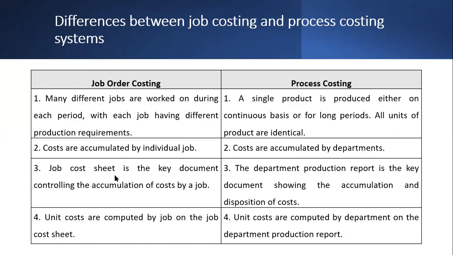In job costing, the cost sheet is the key document controlling, that document tells you all this information. But here also the cost sheet provides lots of information. But the department production reports and the process reports are going to be vital. In job costing, unit costs are computed by job, but here unit costs are calculated based on process, based on equivalent units and things like that. So they are the key differences.